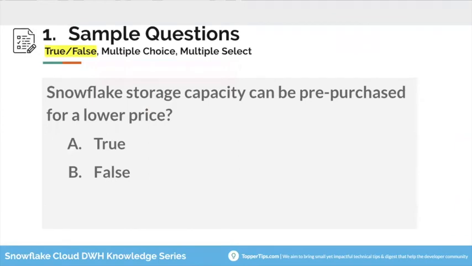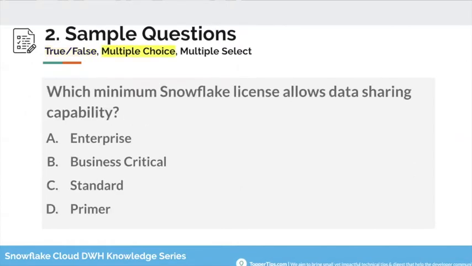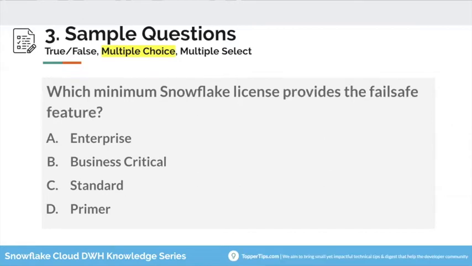So the first question is, Snowflake storage capacity can be pre-purchased for a lower price. Think of the answer. Which minimum Snowflake license allows data sharing capability? This is a very likely question which may come in a different form. We have basically four versions given here. Choose the minimum one. The third question is, which minimum Snowflake license provides the fail-safe feature?